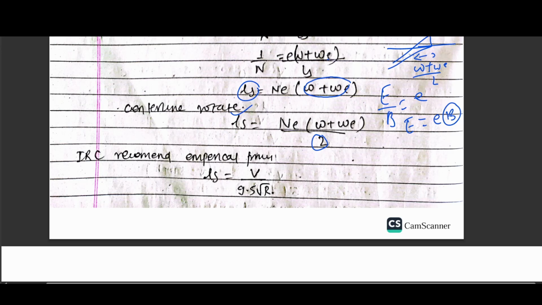And the last one is the IRC recommended empirical formula, that will be Ls equals V by 9.5 under root of R. This is the theory for the transition curve, and let us now solve a numerical.